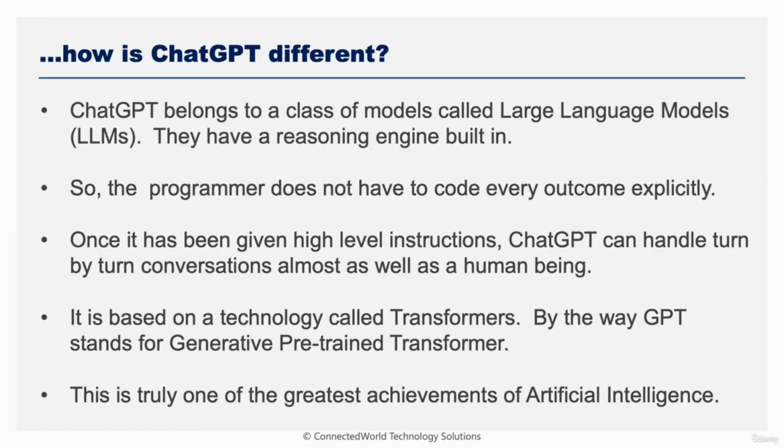So how is ChatGPT different? ChatGPT belongs to a class of models called large language models, or LLMs. They have a reasoning engine built in. So the programmer does not have to code every outcome explicitly. Once it has been given the high-level instructions, ChatGPT can handle turn-by-turn conversations almost as well as a human being. It is based on a technology called transformers. By the way, GPT stands for Generative Pre-trained Transformer. This is truly one of the greatest achievements of artificial intelligence.